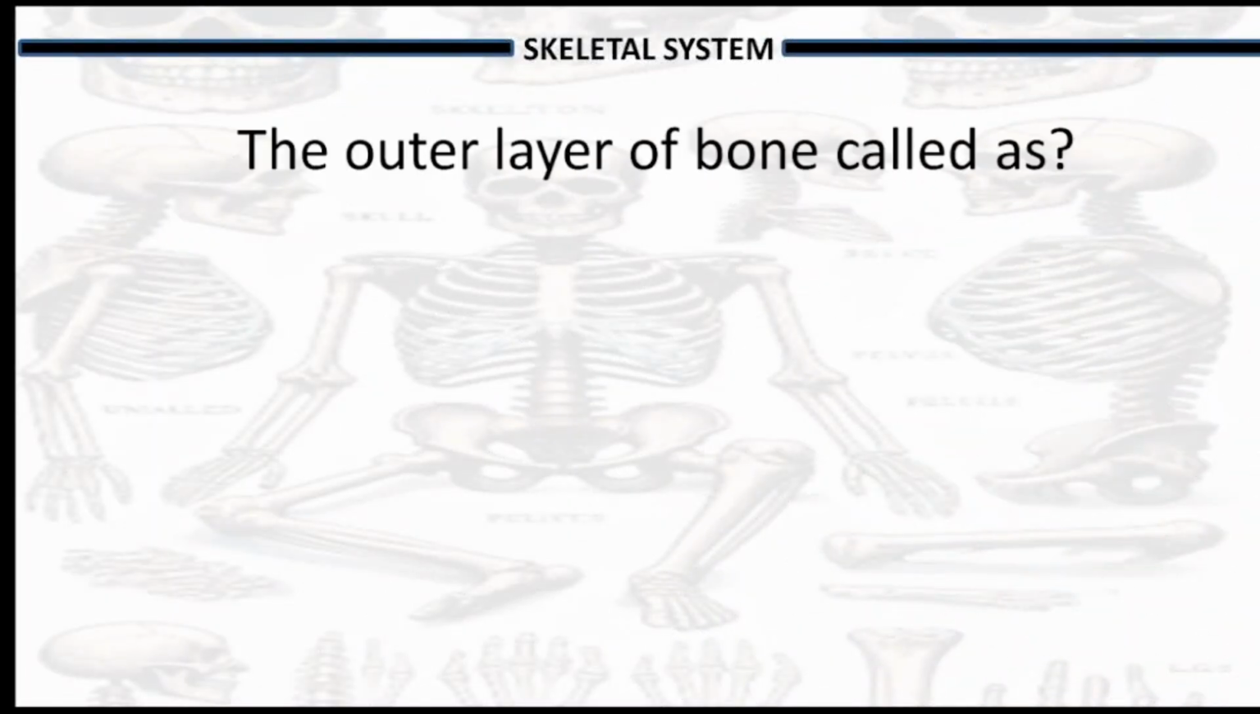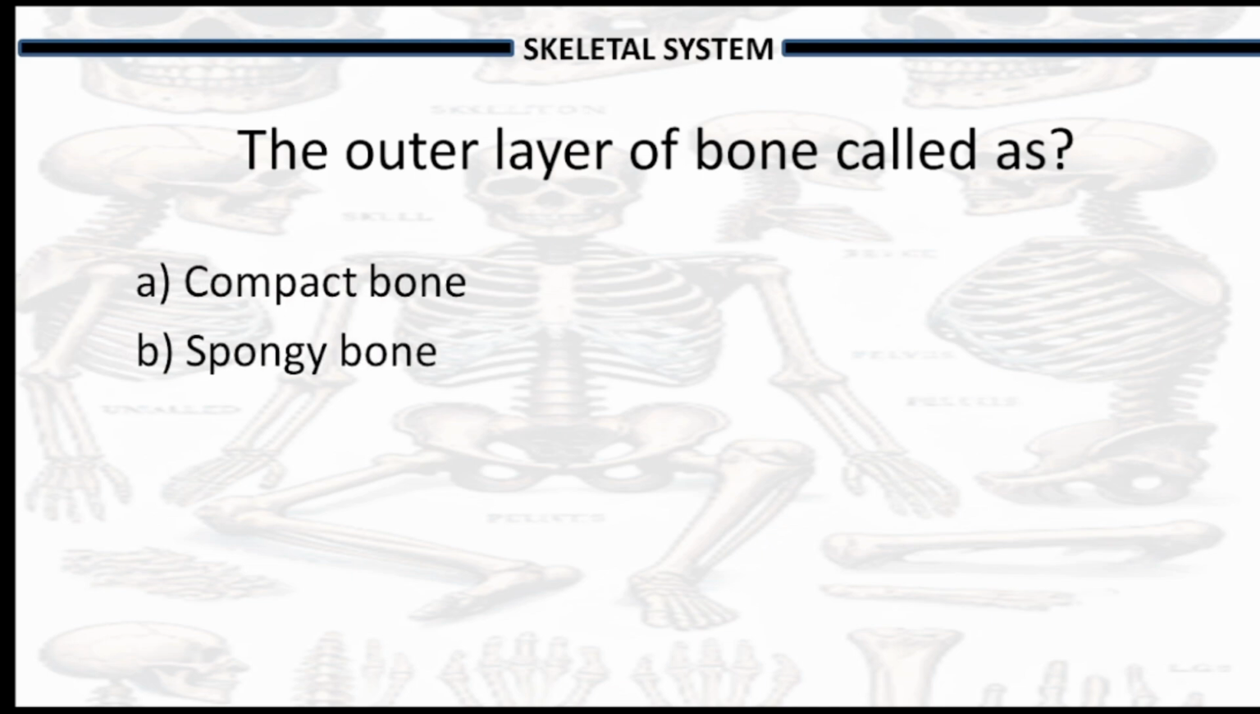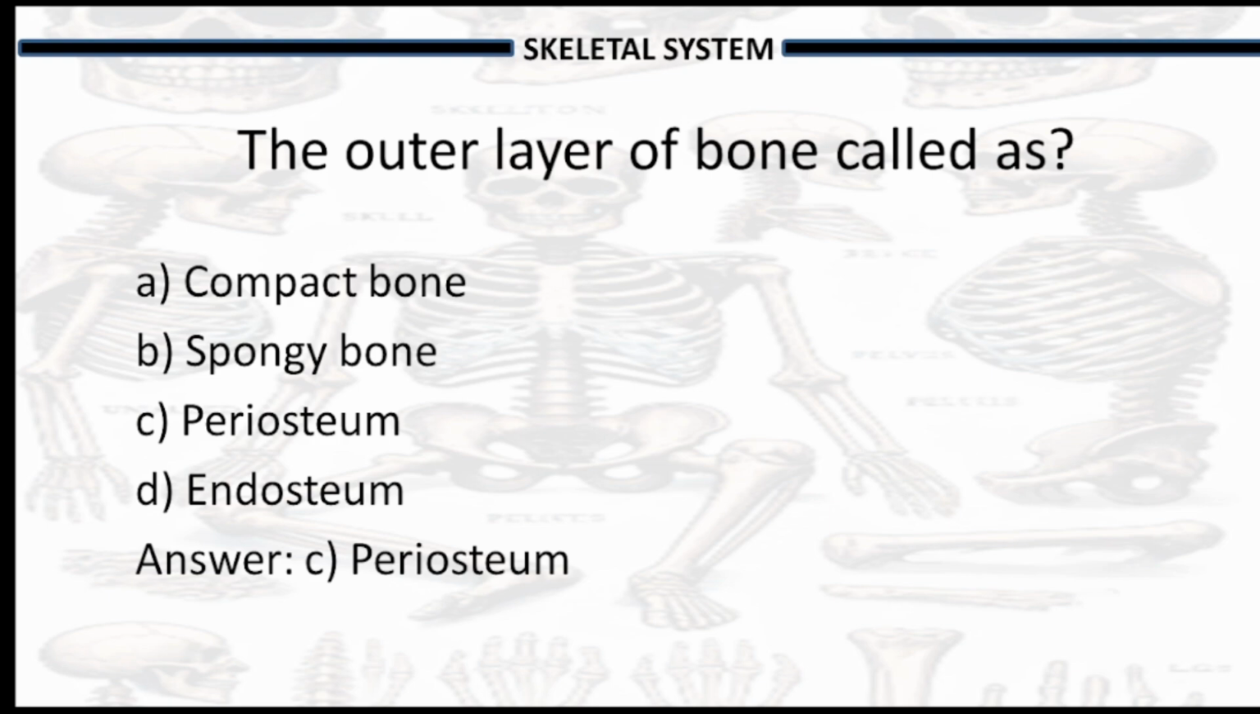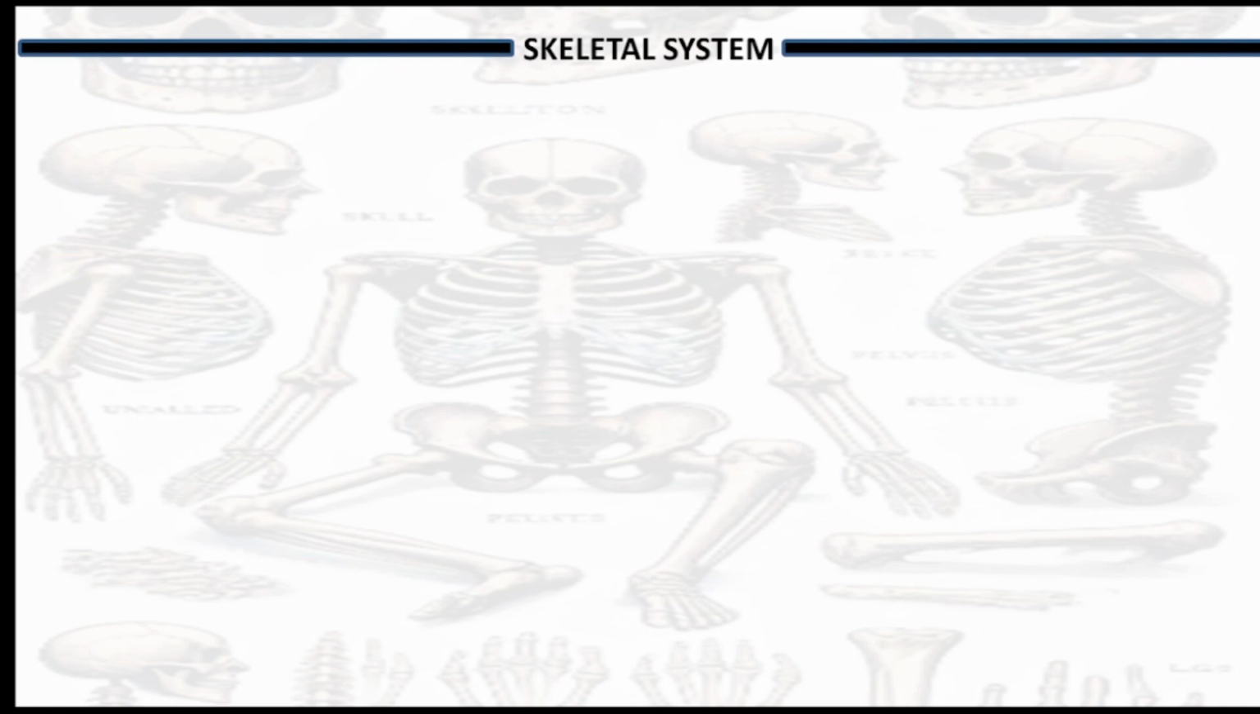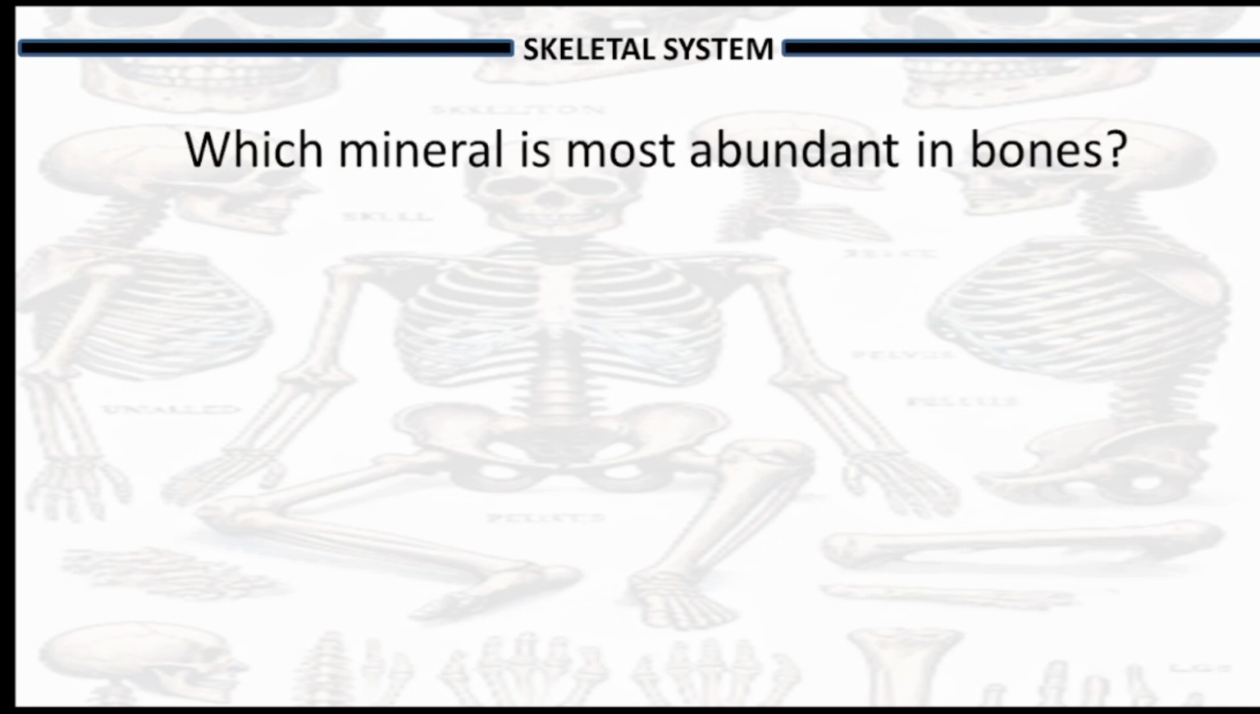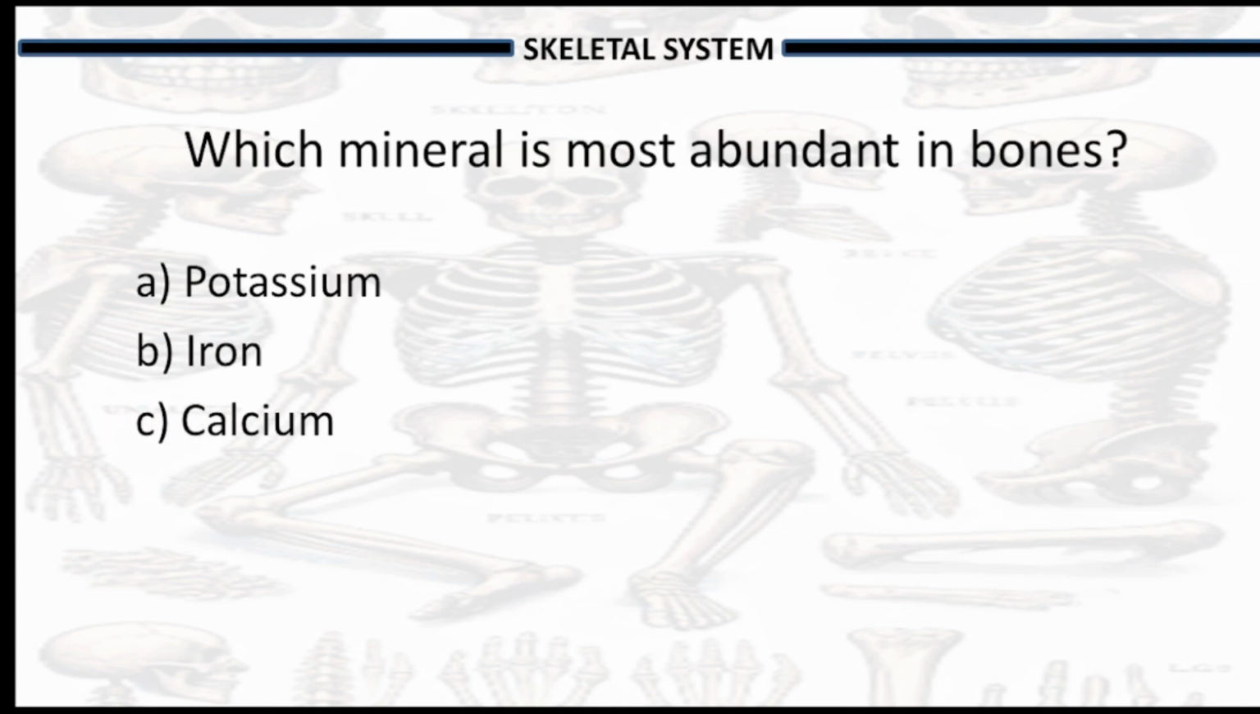The outer layer of the bone called as? The outer layer of the bone is called as periosteum. Which mineral is most abundant in the bones? Calcium is the most abundant mineral in the bones.